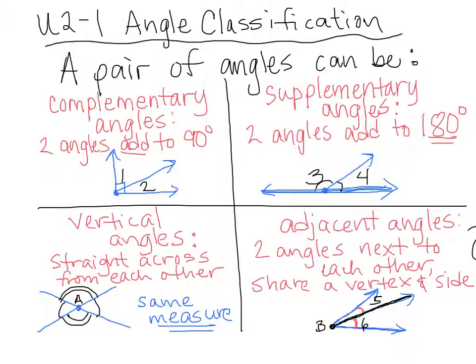So those are your 4 classifications for pairs of angles, and that sums up Unit 2, Skill 1 on angle classification.